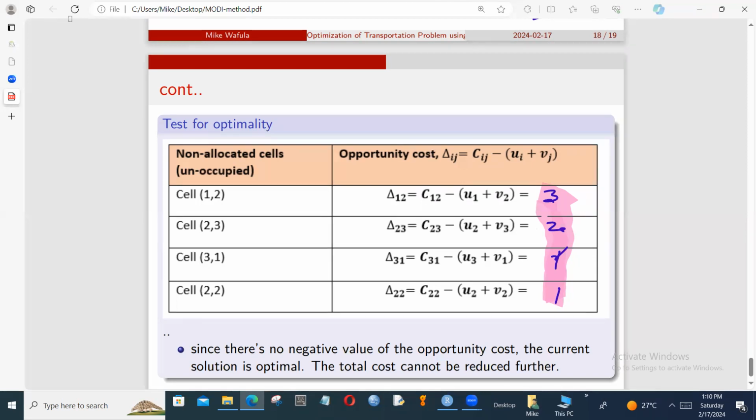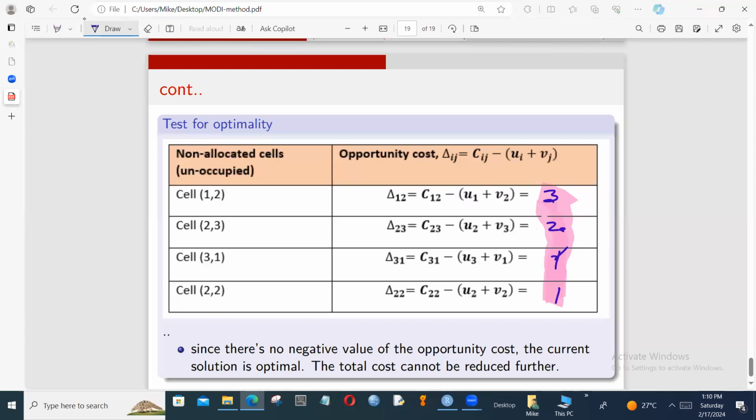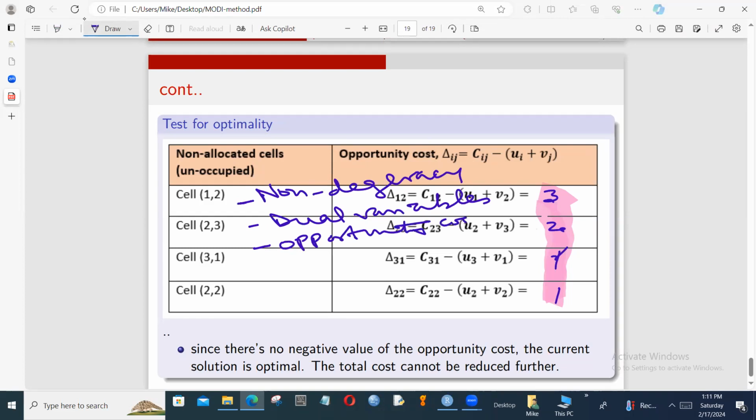So that's basically the MODI method, what you are doing. Remember, first of all, you test the non-degenerate condition, which will almost always be true. And then you calculate the dual variables. After getting the dual variables, you use them to calculate the opportunity cost. With the opportunity cost, if they're all positive, then that is optimal. You stop at that particular point.